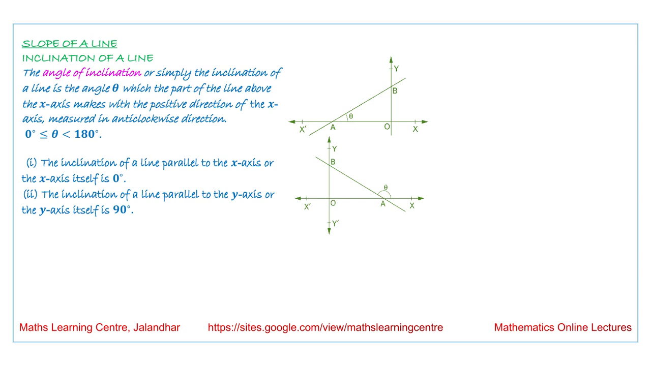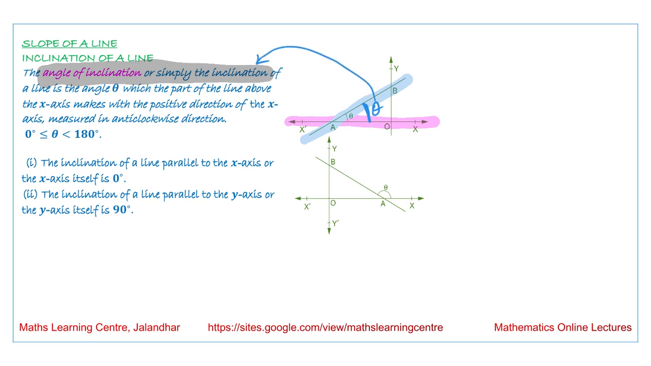The definition we have is the angle of inclination, or the inclination of a line. It is the angle theta which the part of the line above the x axis makes with the positive direction of the x axis. We are saying this is our x axis, we are talking about this line and we are talking about this angle. This angle is the angle theta. So this angle theta is called the inclination of this line.